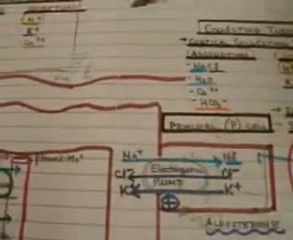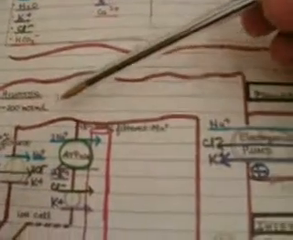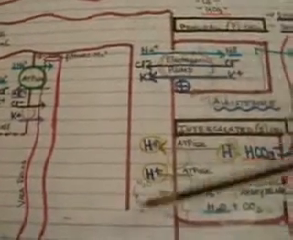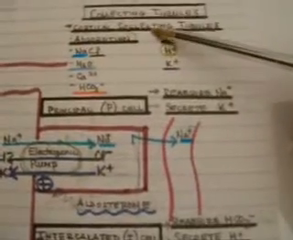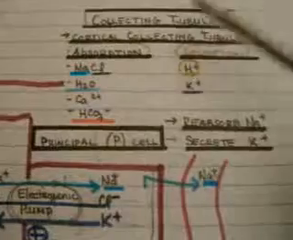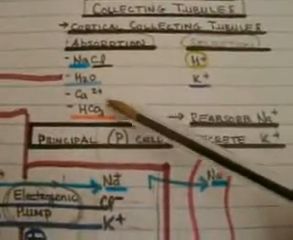So if we look in more detail at the collecting tubules, this is where the hypotonic solution from the loop of Henle enters into the distal convoluted tubule and now enters into the collecting tubules. So the first thing that we need to do is differentiate between the cortical collecting tubules and the medullary collecting tubules. So we can say that the cortical collecting tubules are involved with the absorption of sodium and chloride, water, calcium, and bicarb.